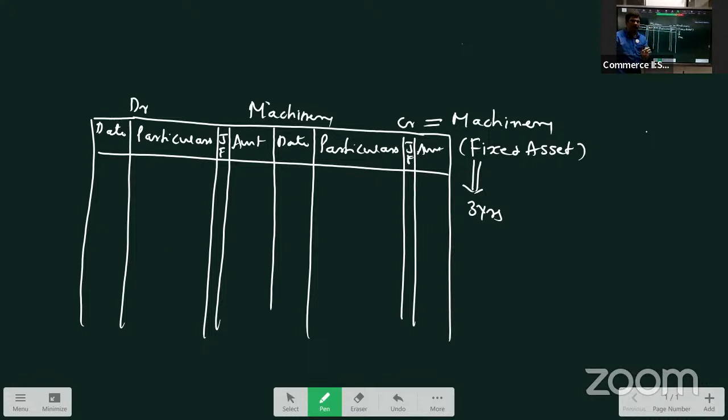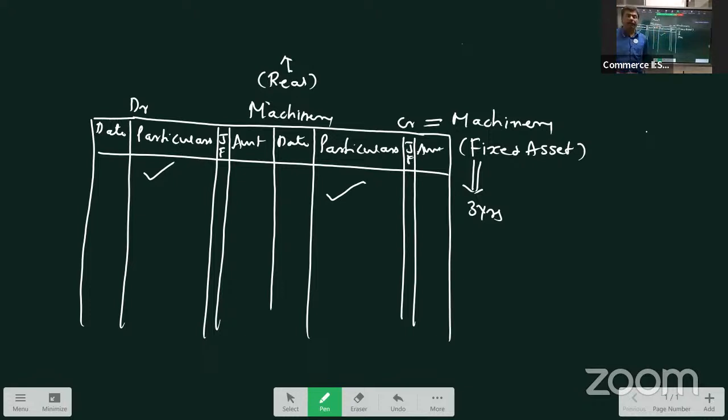I'll tell you a direct shortcut method to prepare the ledger account of machinery or furniture or anything else that is used in the business. Whatever ledger we are preparing comes under the category of real account. Machinery is an asset, real account. Furniture, asset, real account. Or motor vehicle, asset, real account. And what is the rule of real account? Debit what comes in, credit what goes out. So whenever you are purchasing machinery, write it on the debit side. And when you are selling the machinery, write it on the credit side.